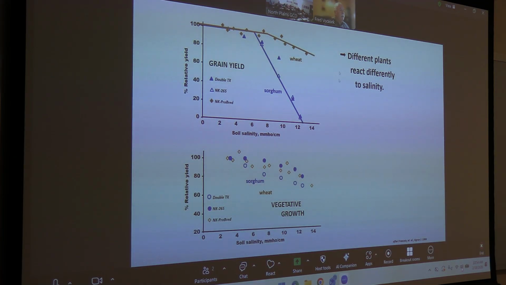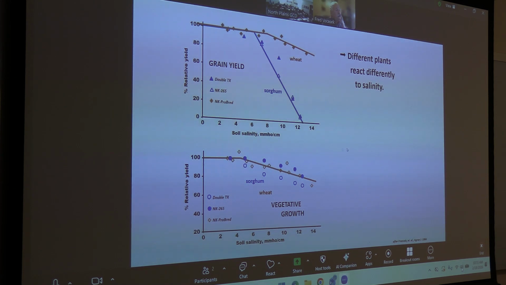So different plant species may react differently to salinity. We have salt tolerant plants. Barley, for example, is extremely salt tolerant. There are some things that are very salt sensitive. And so we can manage salinity sometimes by picking and choosing the crops we use.